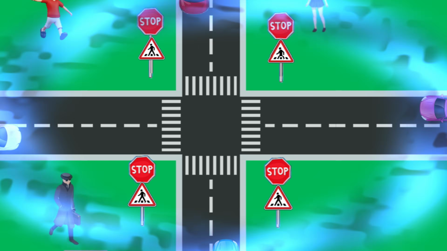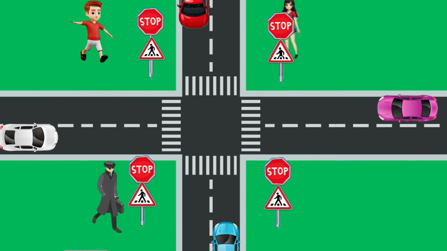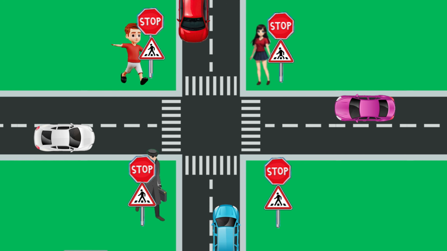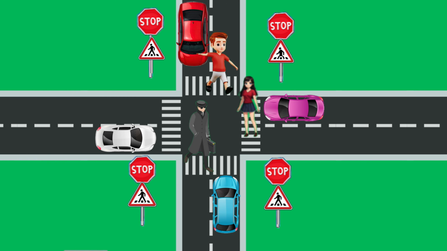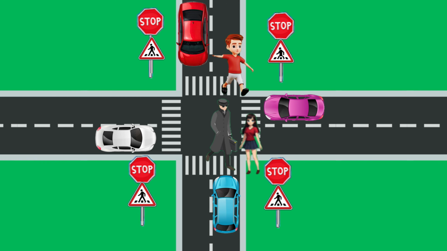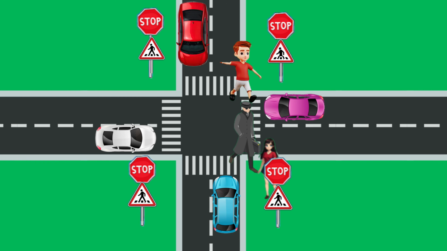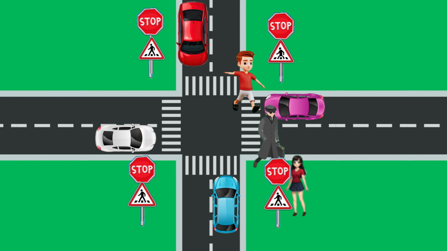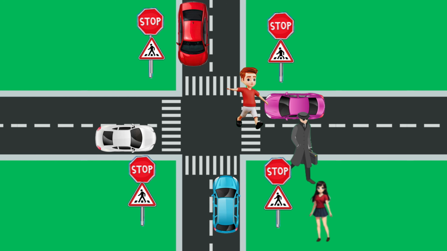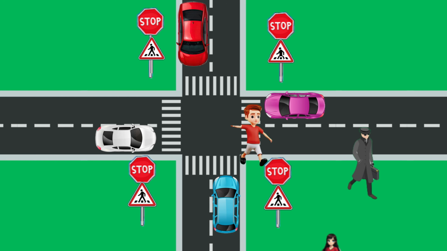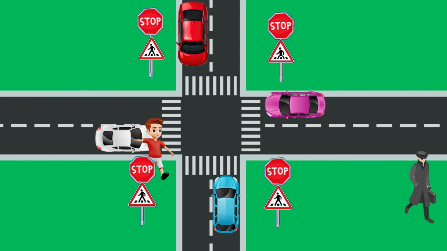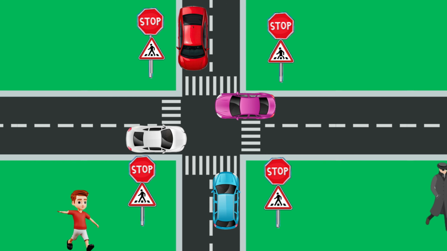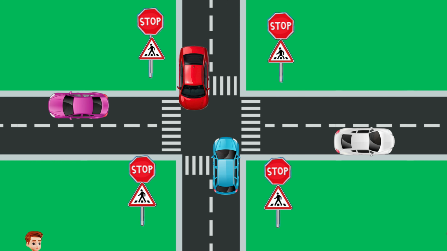Now consider a 4-way stop. Pedestrians always have priority. All cars must stop at the marked lines and allow pedestrians to cross safely. After that, vehicles proceed in order, usually based on who arrived first, and cross the intersection carefully.